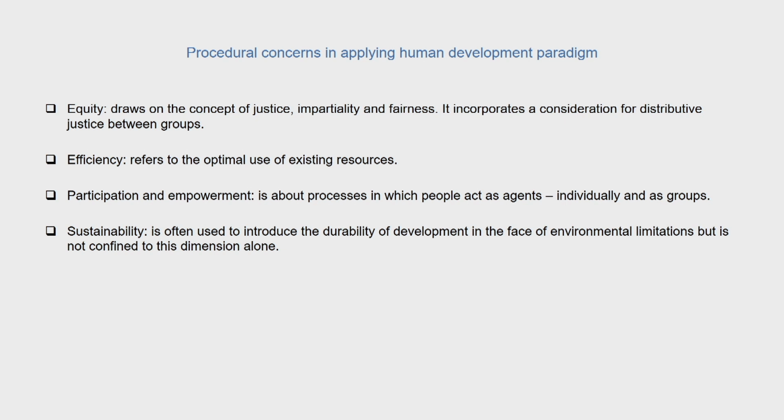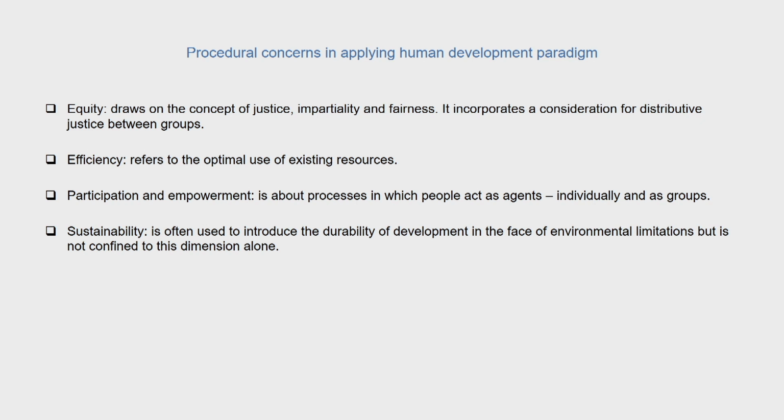So, let us discuss this by asking the question, what is the objective and what is the process of human development? The objective, we know by now, is expansion of people's freedom. But how can people's freedoms be enhanced? How do we achieve the objective of widening people's choices, expanding people's freedoms? To do that, we will take reference from Mahbub ul Haq, who pointed to four procedural concerns with regard to applying the human development paradigm. First is equity, efficiency, participation and empowerment, and sustainability.